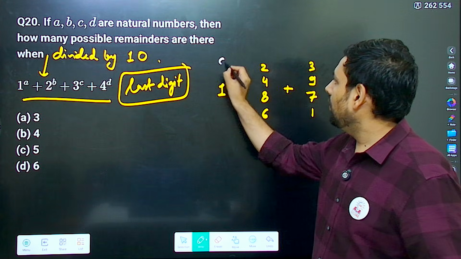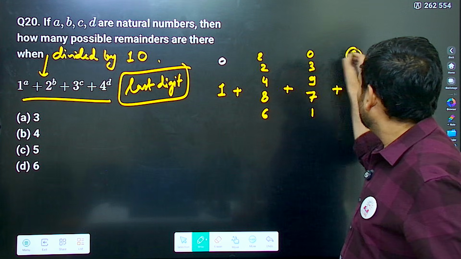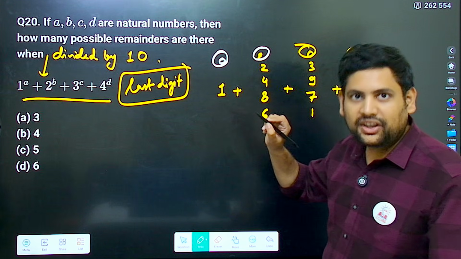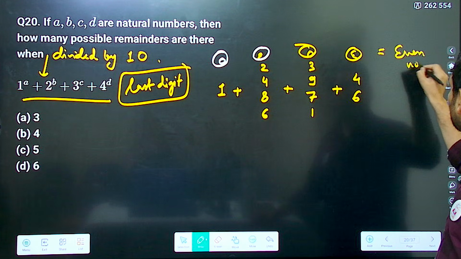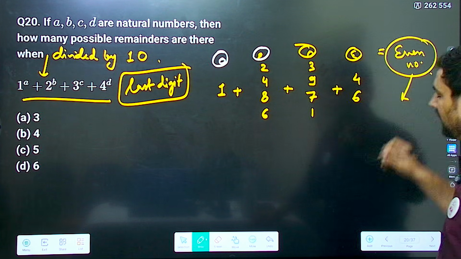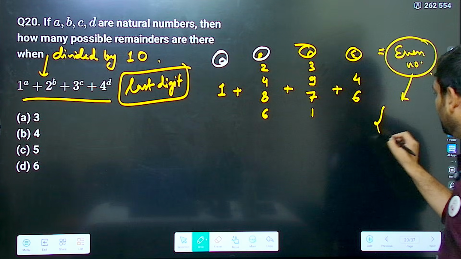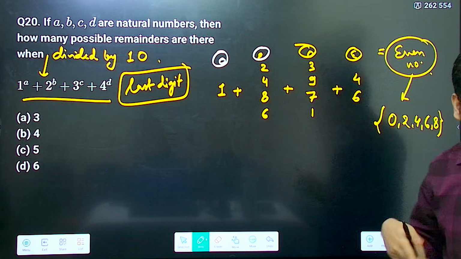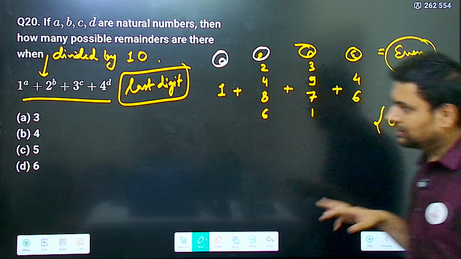This is an odd number, this is even, this is odd, this is even. Even plus even is even. Odd plus odd is also even. So even plus even plus even, ultimately this number will be an even number. If it is an even number and divided by 10, what are the possible remainders? So remainders may be 0, 2, 4, 6, 8. Can it be 3? Can it be 1? No, because it has to be even. So 5 possibilities are there.